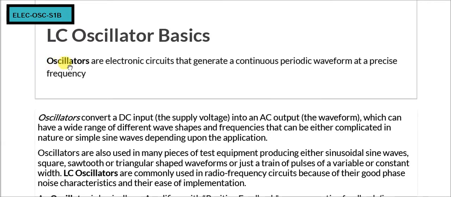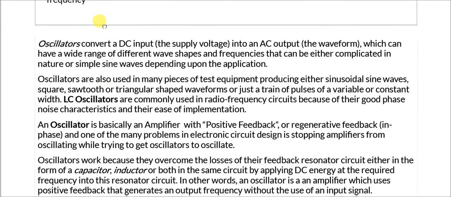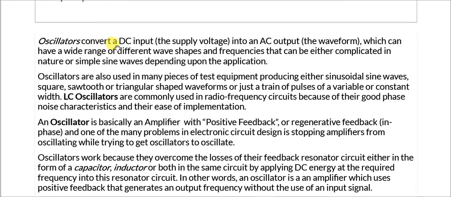Here's another definition. We can define the oscillator as: the oscillators are the electronic circuits that generate a continuous periodic waveform at a precise frequency. Oscillators convert a DC input, that is the supply voltage, into an AC output, the waveform, as we already defined in the previous talk, section S1A.